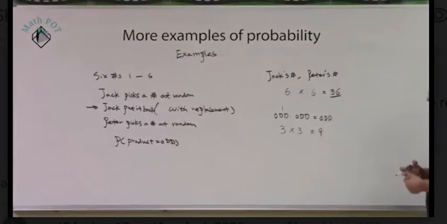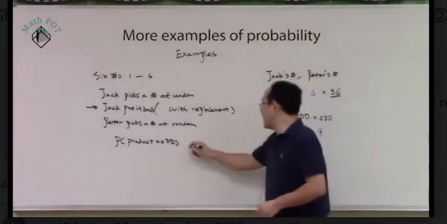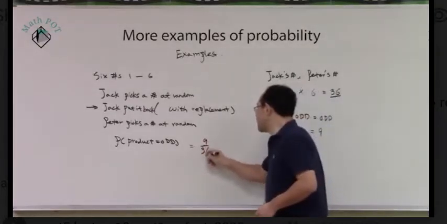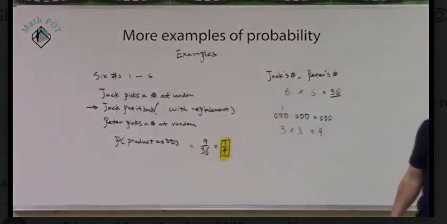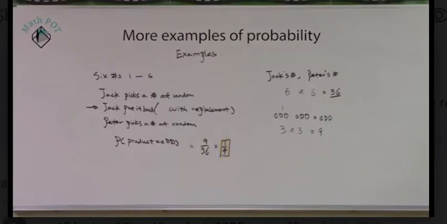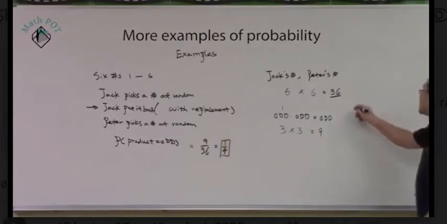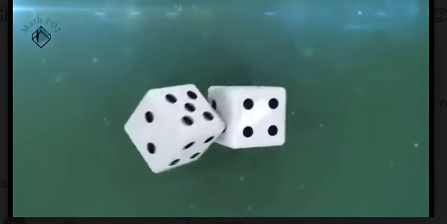So now we are ready to solve this problem. It's very clear. The numerator is 9 over 36. Final answer here is 1 over 4. As you may already notice, this problem is very similar to the dice problem.